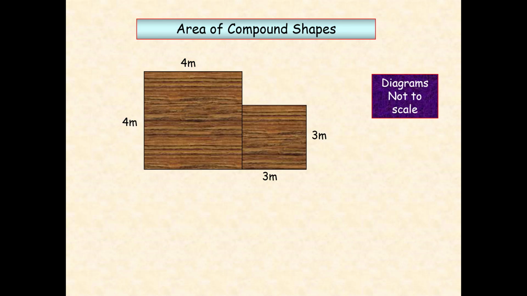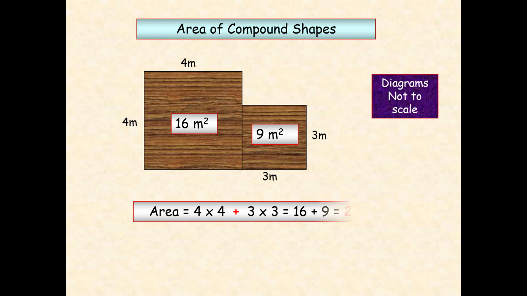How do we calculate the area of compound shapes? In other words, shapes that consist of more than one rectangle or square. Well, we can break it up, or we can calculate a big shape and subtract a little piece. So this will be a square of 4 times 4 is 16 square meters, and a square of 3 times 3, which will be 9 square meters, and we'll simply add the 2 squares.